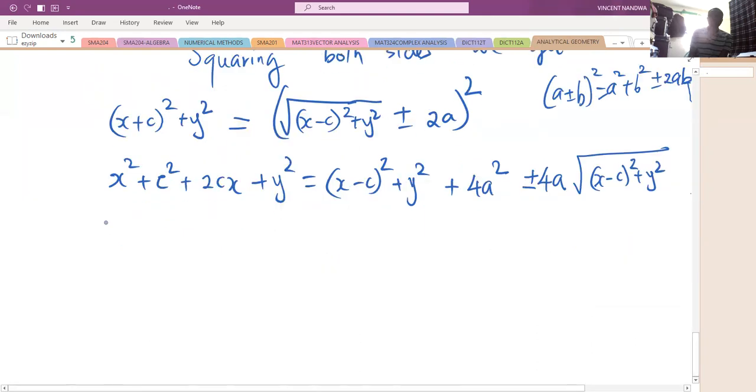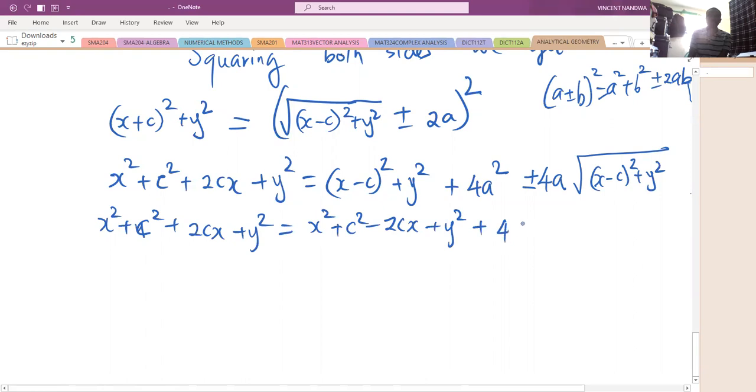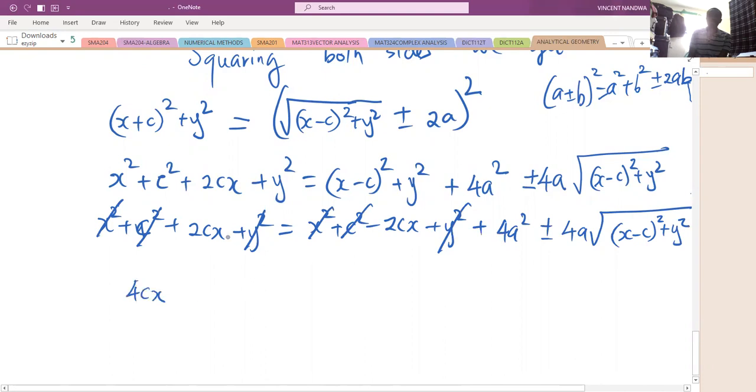So this will give us X squared plus C squared plus 2CX plus Y squared equals X squared plus C squared minus 2CX plus Y squared plus 4A squared plus or minus 4A times the square root of X minus C squared plus Y squared. This and this cancel, this and this cancel, but you can't cancel this one because they have opposite signs. Also Y squared and Y squared cancel. Taking this to the left, we'll have 4CX, equals 4A squared plus or minus 4A times the square root of X minus C squared plus Y squared.